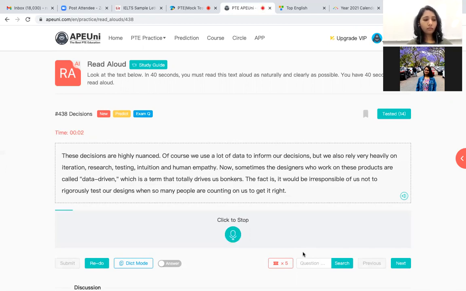These decisions are highly nuanced. Of course, we use a lot of data to inform our decisions, but we also rely very heavily on iteration, research, testing, intuition, and human empathy. Now, sometimes the designers who work on these products are called data driven, which is a term that totally drives us bonkers. The fact is, it would be irresponsible of us not to rigorously test our design when so many people are counting on us to get it right.